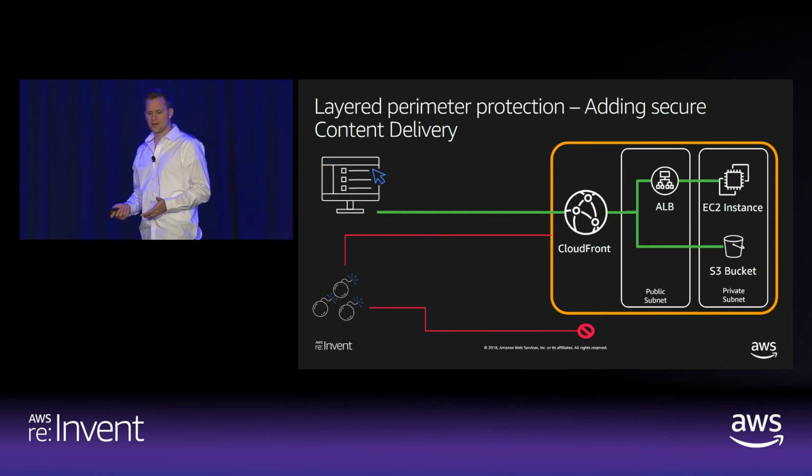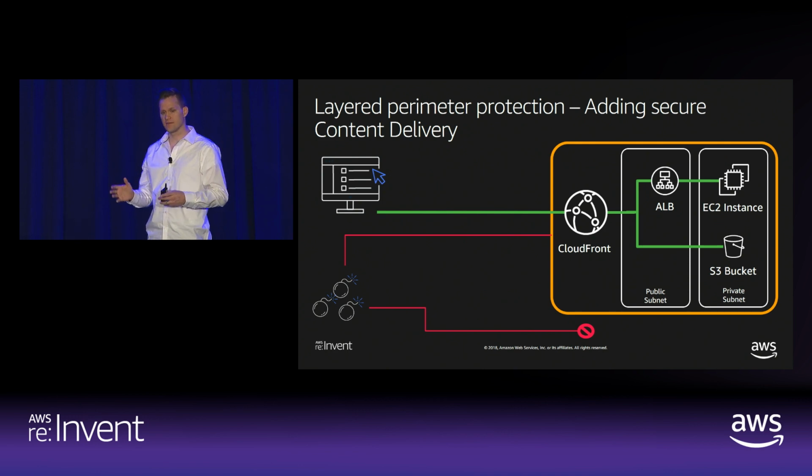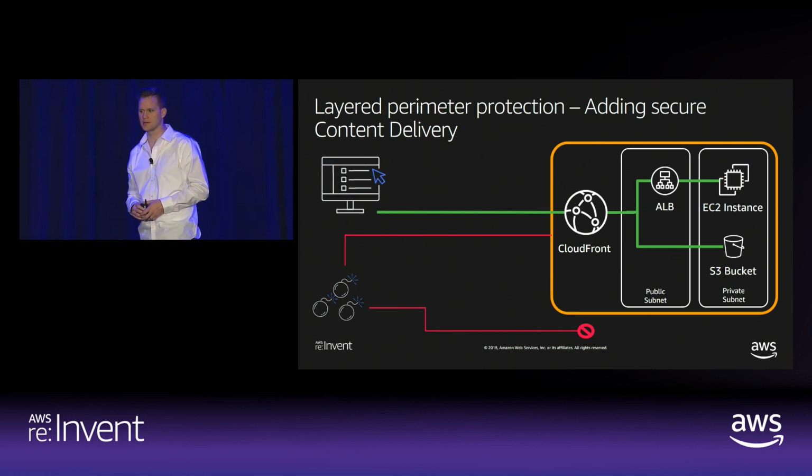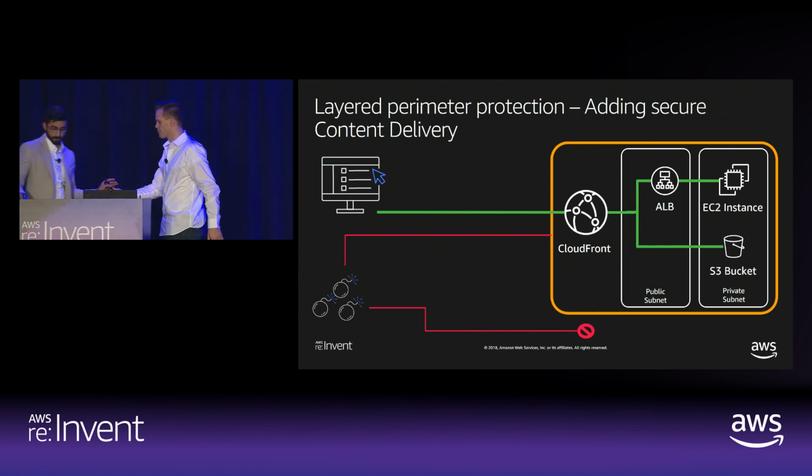And with that, we've now added our first layer of perimeter protection by restricting all access to your application through a singular front door, that front door being Amazon CloudFront. I'm now going to hand the session over to Ritwik to talk more about how we can add the next layers of perimeter protection to applications running on AWS. Thanks, Woodrow.